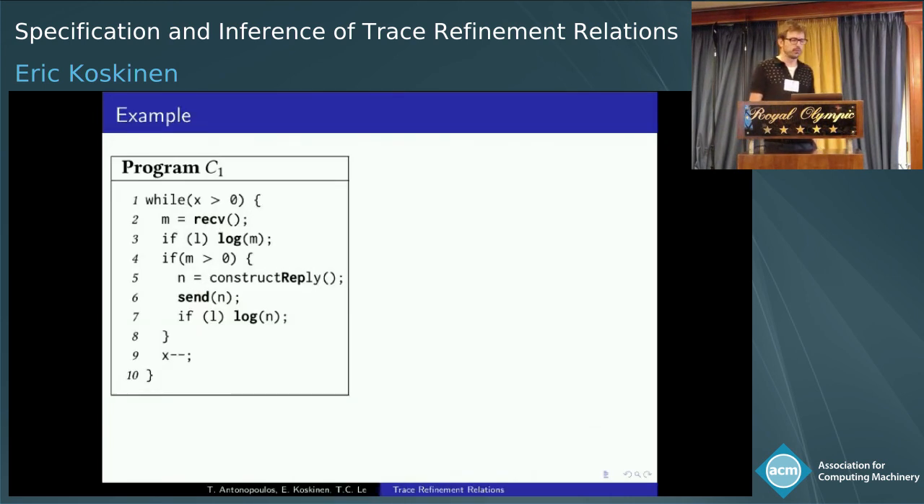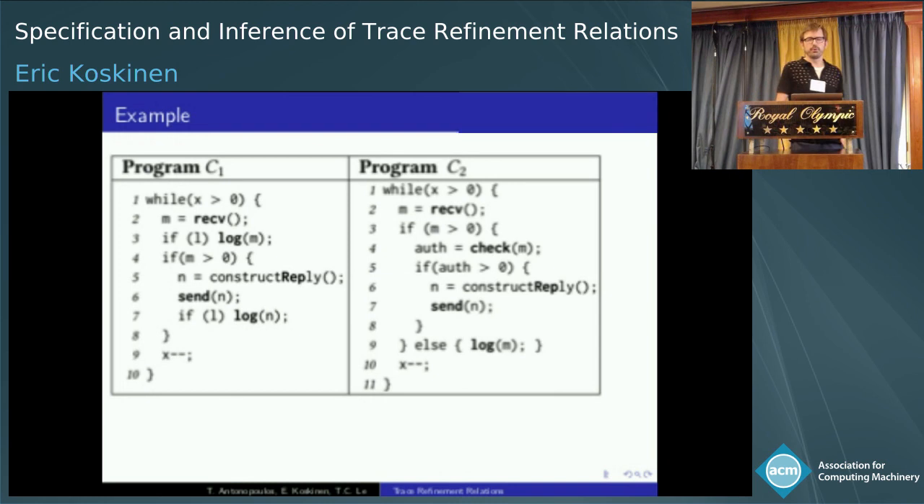So let me make it a little more specific with an example here. Here's a program. You can think of it as maybe a simple server that has this outer loop that's going to iterate. And inside the body, it will receive a message. And then if logging is enabled, it will perform a log. And then depending on whether the message is valid, it will construct a reply, and then it will send it back, and then maybe do some more logging and decrement X.